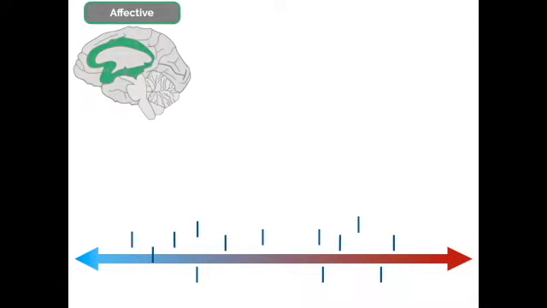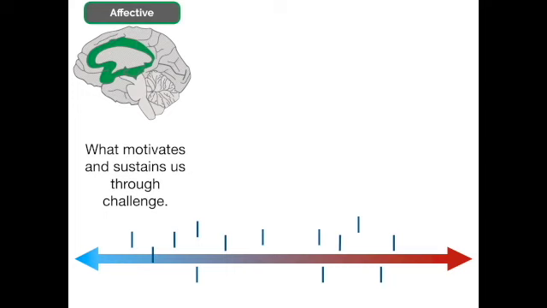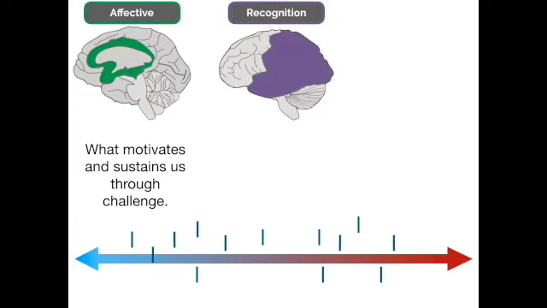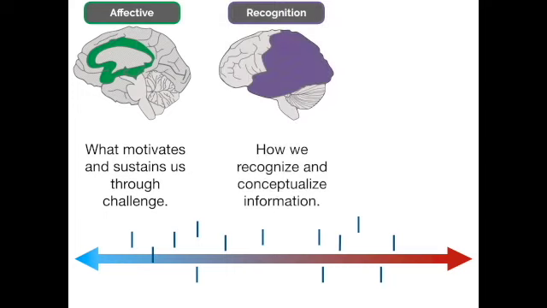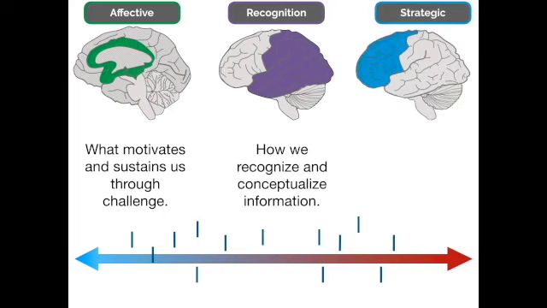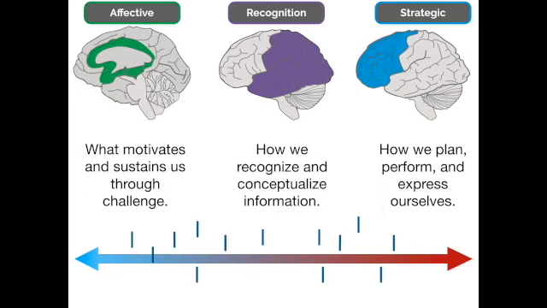And we've mapped out different networks, like the affective network, which deals with what motivates and sustains us through challenge. The recognition network, which deals with how we recognize and conceptualize information. And the strategic network, which deals with how we plan, perform, and express ourselves. These different networks and how they work for different individuals are as unique as our fingerprints. Ultimately, those three brain networks form one brain, and there's tremendous overlap among the three domains.